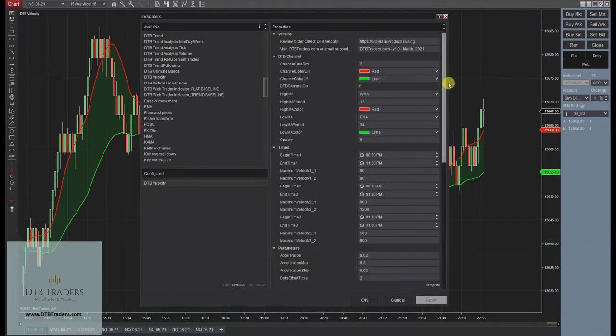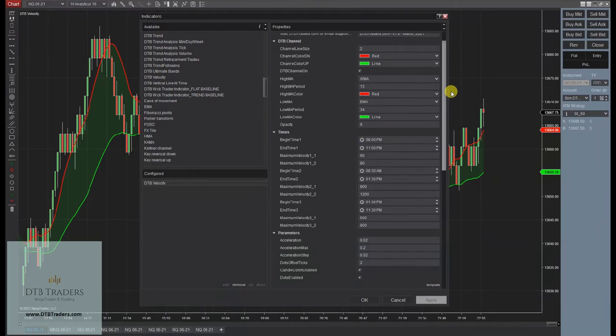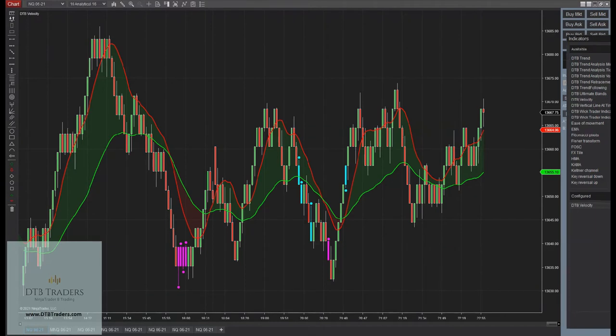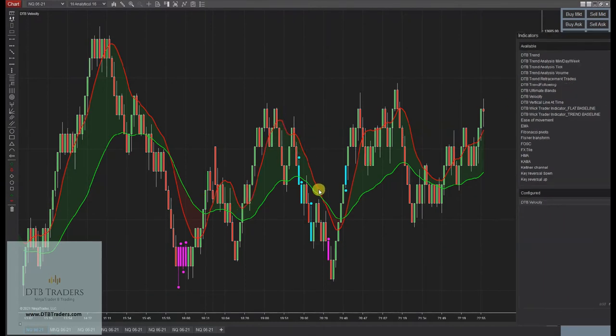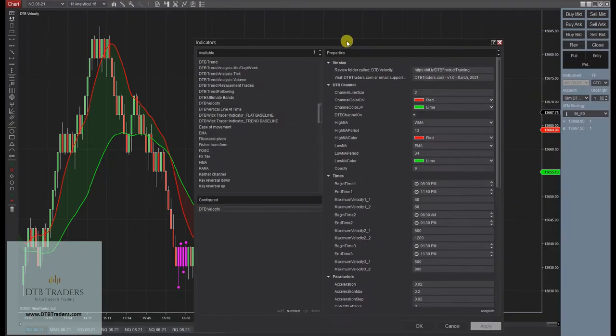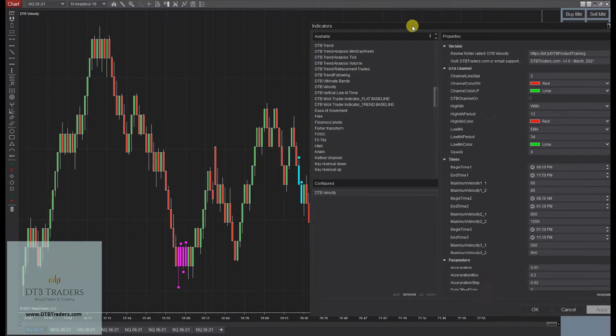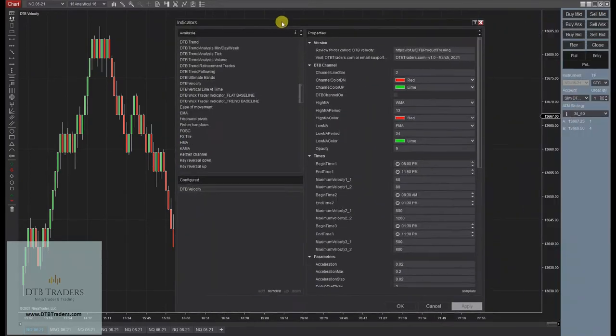Now we do have different settings in the velocity. If we have a look at the chart itself, it has these moving average lines inside there, and it has the shading between the moving average lines. That's called the channel. You can select the size of the line for the channel, and the coloring of those lines. You can also say if you want it on or off. If you don't want to see the channel at all, it will hide those lines and only show you the velocity numbers.